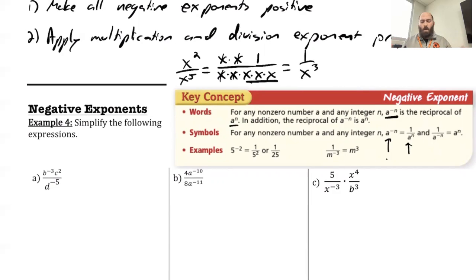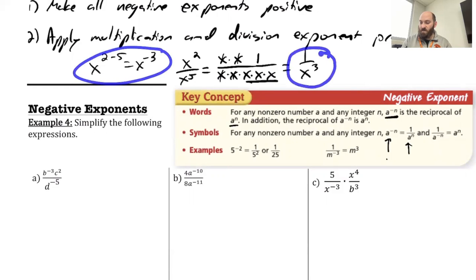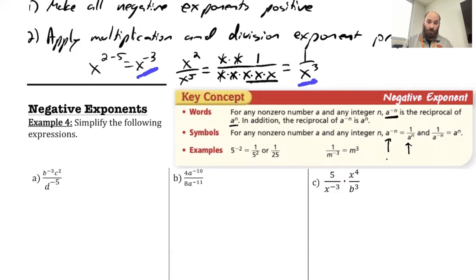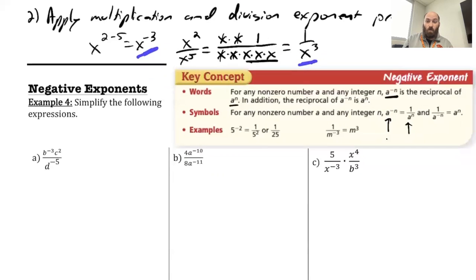Okay, but remember what happened yesterday or the previous video. I can also apply the subtraction rule. I can do x to the 2 minus 5, which is x to the negative 3. So that means this has to be the same as this. That's what we're saying with this. X to the negative third is the same as 1 over x to the third power. So that's what we're going to look at.